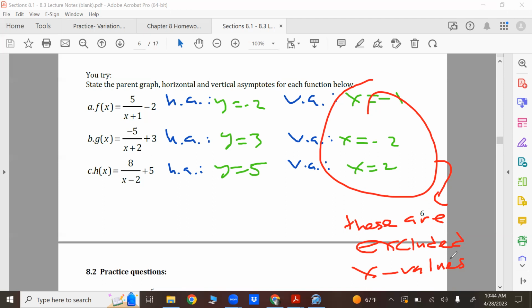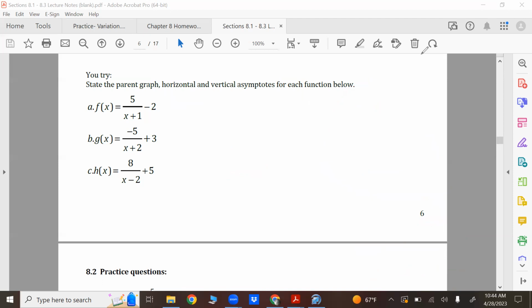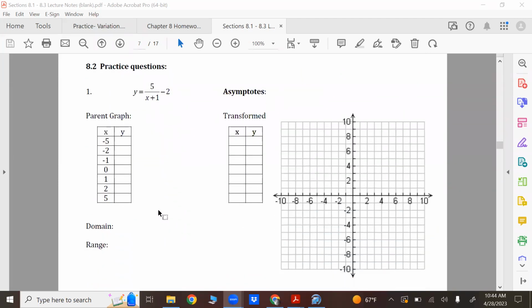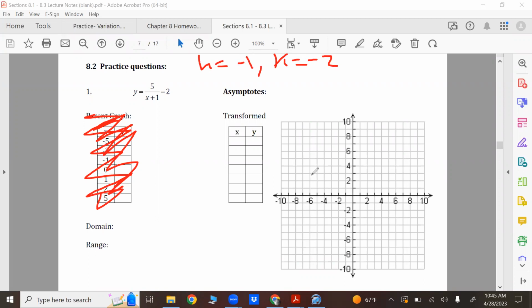Okay, let's do some practice problems. Once you get the hang of it, you guys will move fast with this. I'm not going to do the parent graph. So what's h and k here? Let's draw your asymptotes. Your asymptotes are going to be x equals -1 and y equals -2. x goes with h, y goes with k. Hope that makes sense. So you're going to graph your asymptotes. It's like the crosshair in these video games that involve shooting.